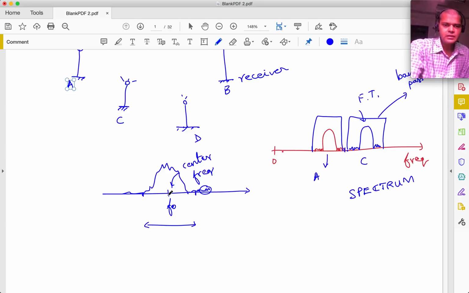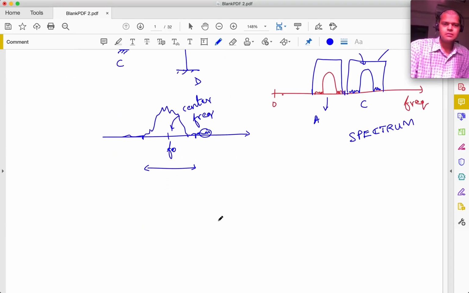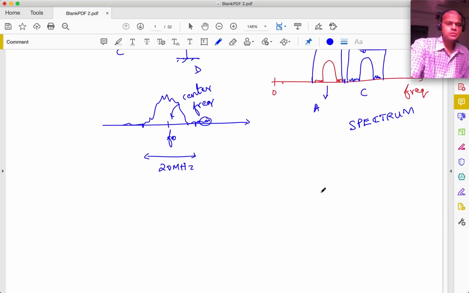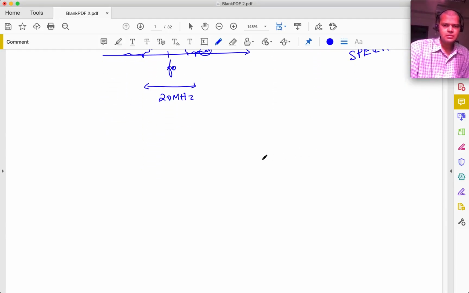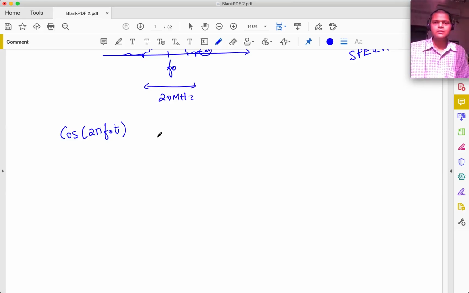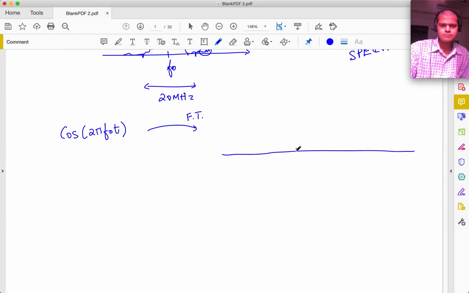So first of all, how do we get a signal within this band? Right, so I'm just giving an example. This is 20 megahertz. So one way to do it is that you use a sine wave. So suppose I take a sine wave like this. What is its Fourier transform going to be like? Okay, so I'm just putting 0 over here, and this is F0.